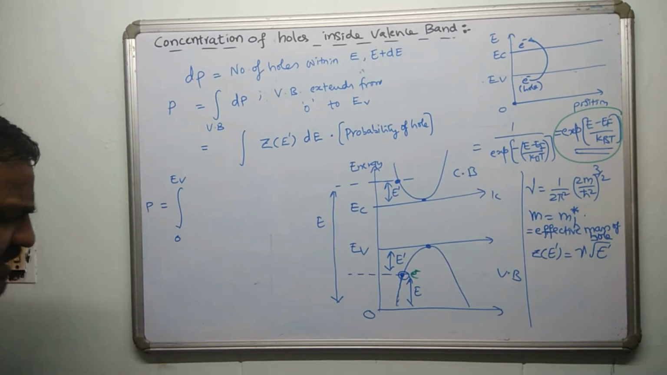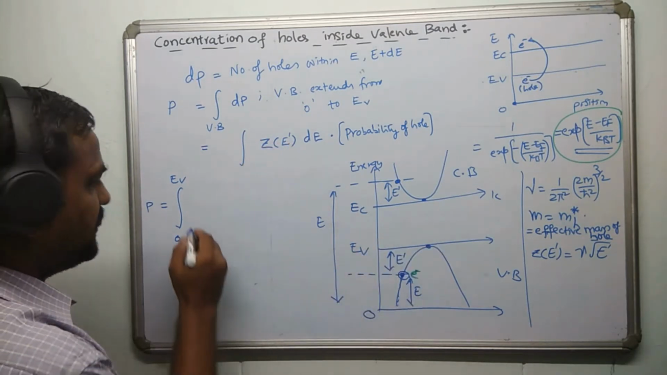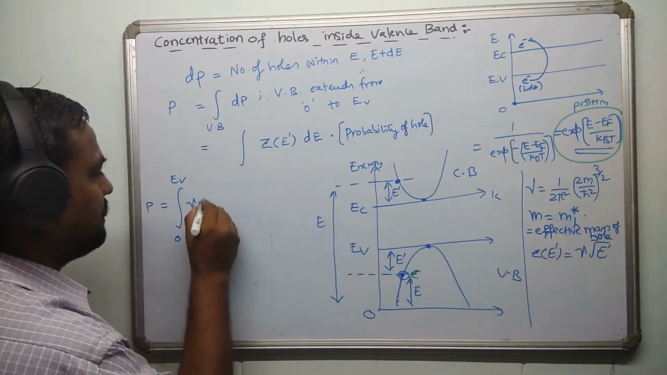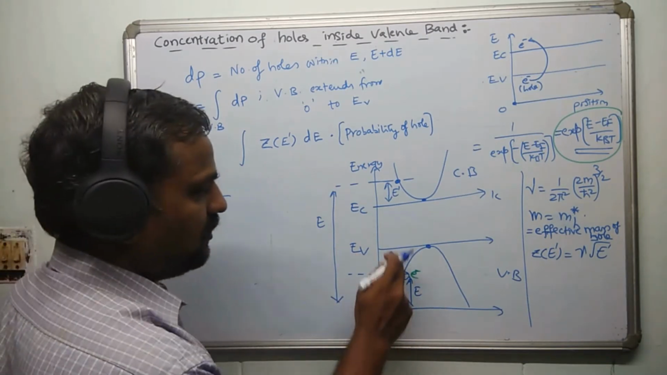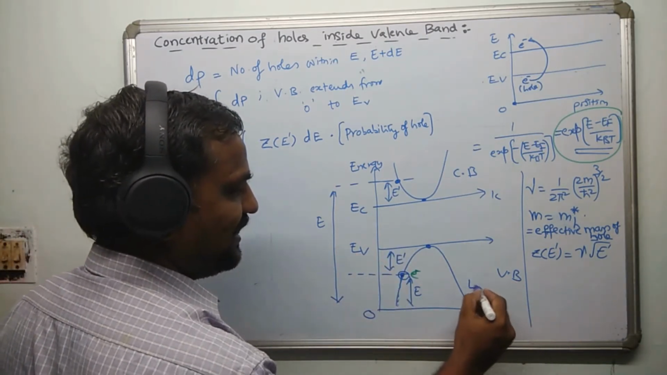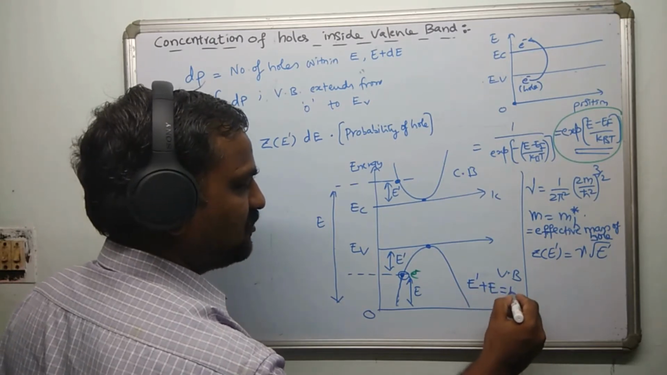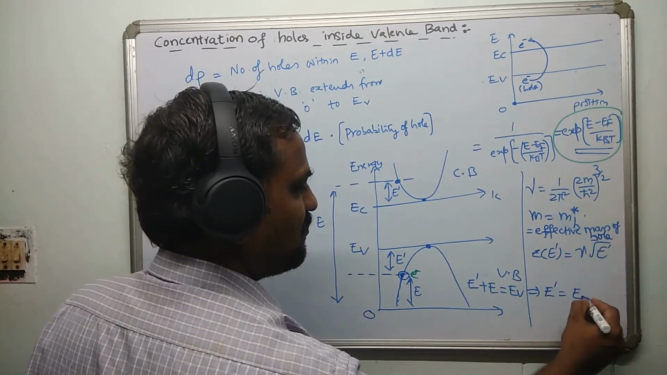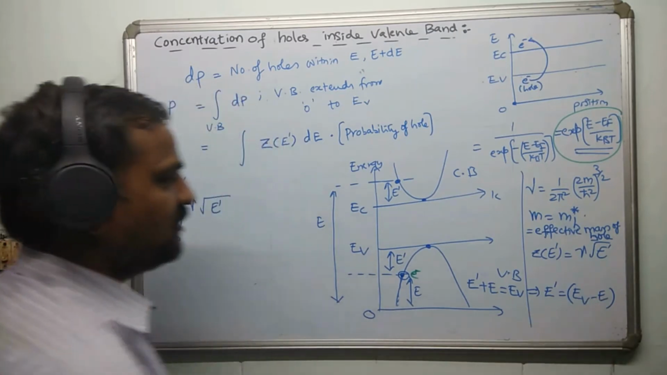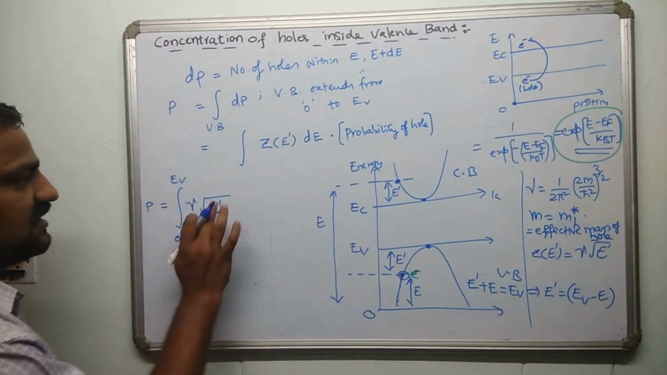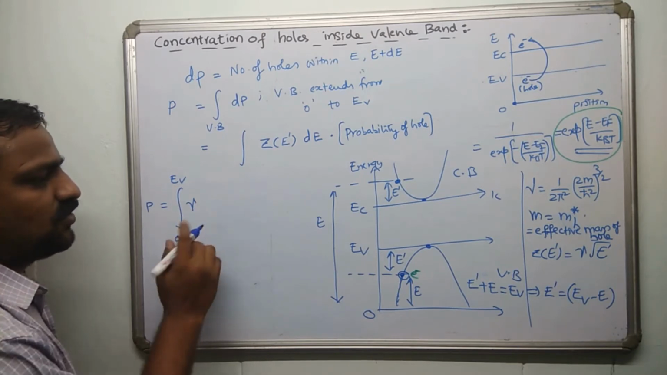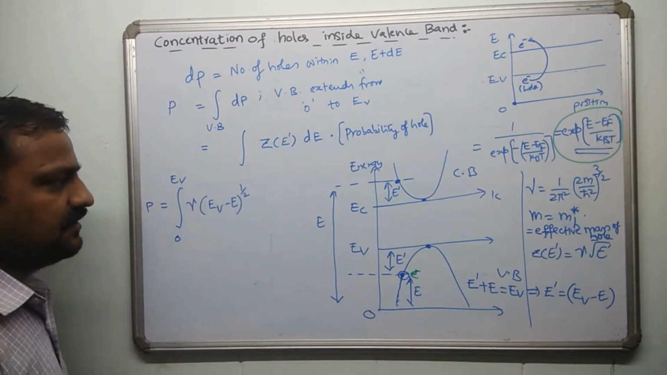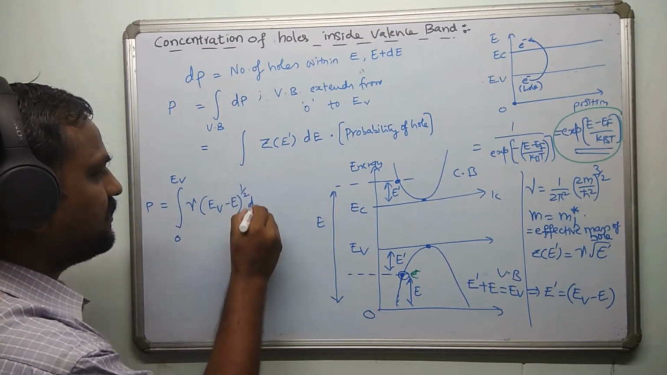With this modification, Z of E dash is going to be gamma times root E dash. I'll substitute gamma at the end. Since E dash plus E is equal to EV, you can write E dash as EV minus E. So in place of E dash, you could directly write EV minus E, and the square root becomes EV minus E whole power 1 by 2. So this is the Z of E.